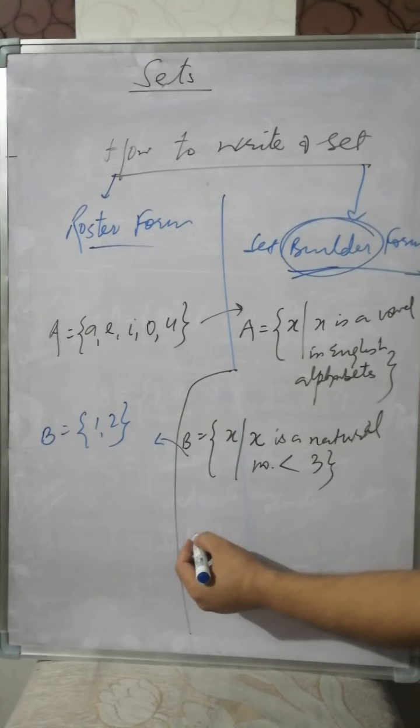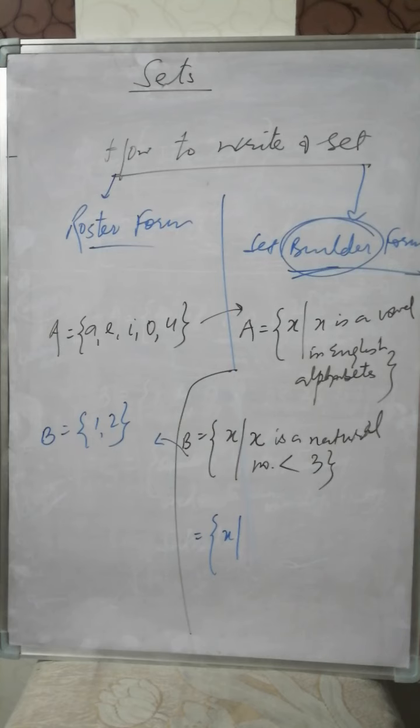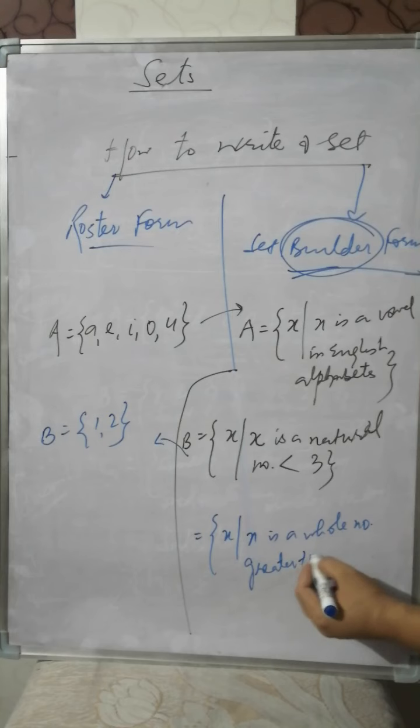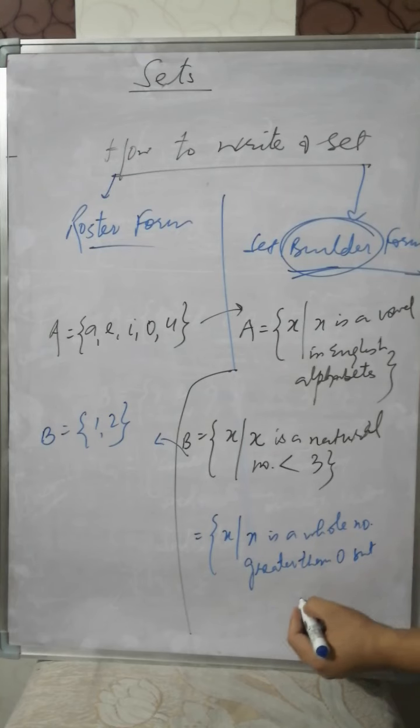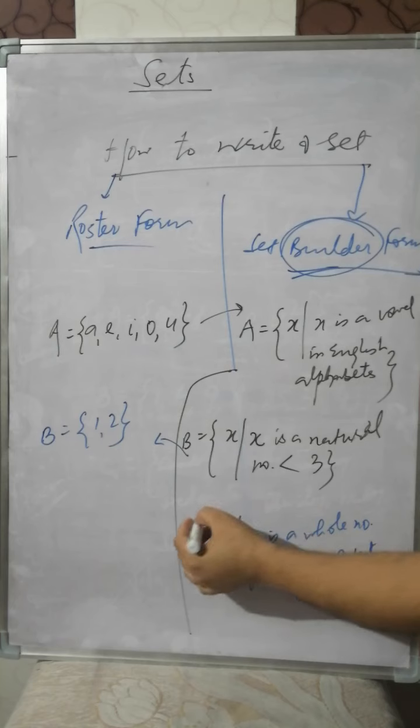Now if I write X such that X is a whole number greater than 0 but less than 3. Think about the whole numbers which are greater than 0 and less than 3. Again this is the same.